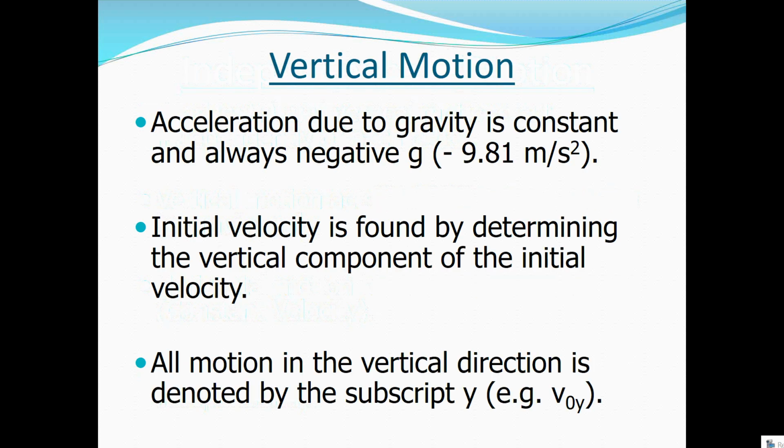If we isolate and just look at the vertical motion, here we have a negative 9.8 meters per second squared as the acceleration due to gravity. The initial velocity, if it's an angled projectile, meaning one that is launched that is not purely vertical, is a component of whatever the initial vector velocity is. So you'd have to do some trig to find what the initial velocity is. And then all motion in the vertical direction should have the subscript y, just to let everyone know that this value is in the vertical direction. We'll have different sets for horizontal and vertical motion.